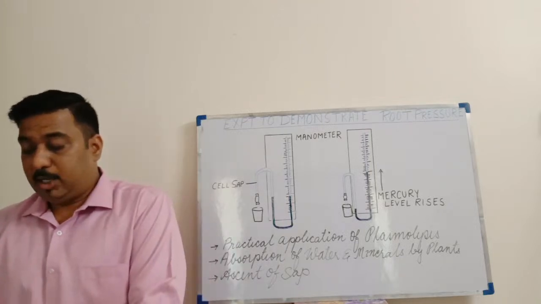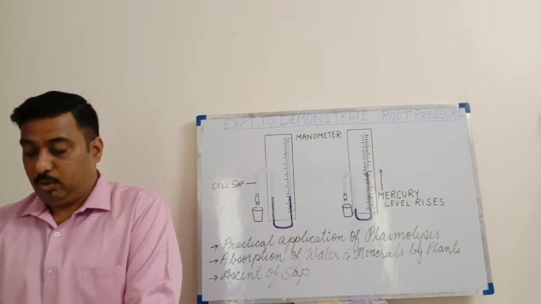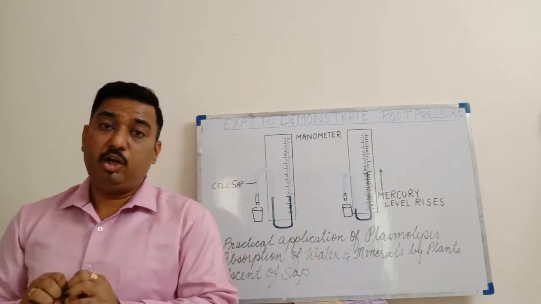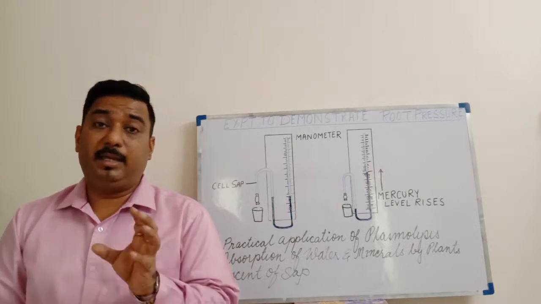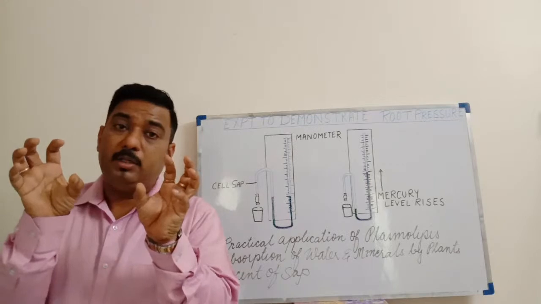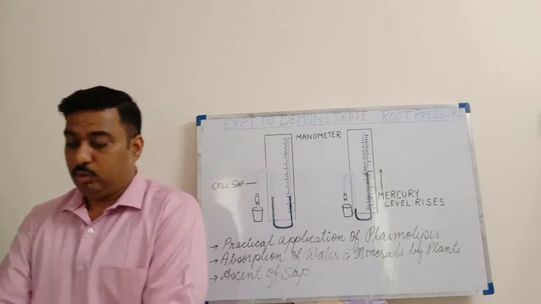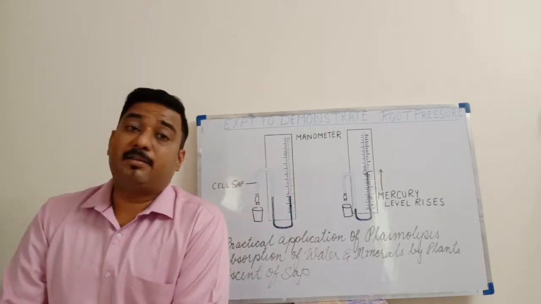Now, transpirational pull and cohesion-adhesion tension. What is cohesion? Cohesion means the attraction between two similar molecules. Adhesion comes from the word adhere: when two different types of molecules are attached to each other, that is called adhesion. So cohesion-adhesion tension is formed, as well as the transpirational pull.